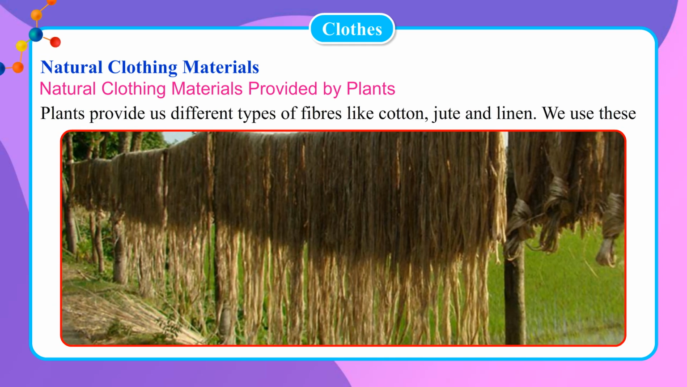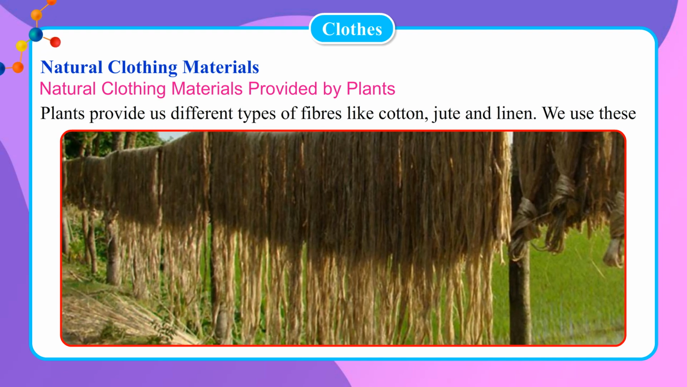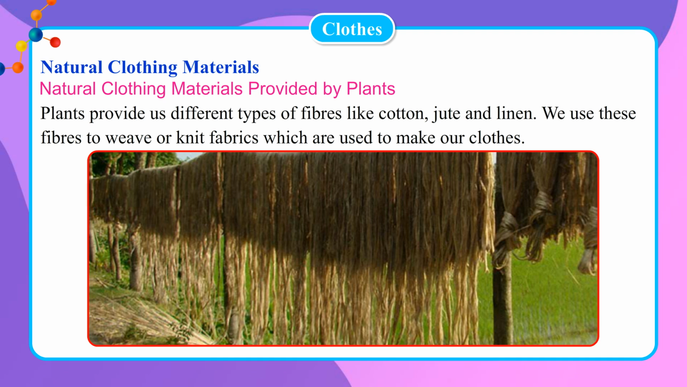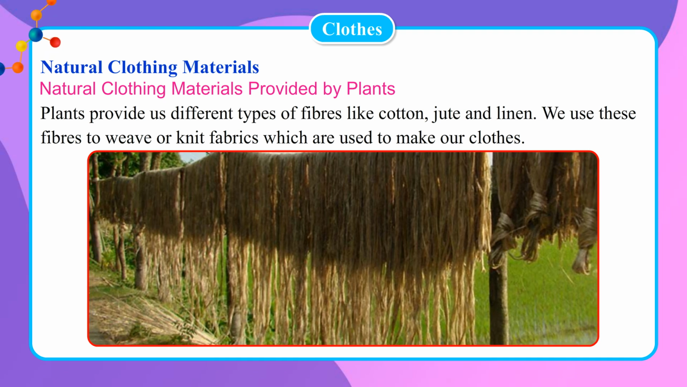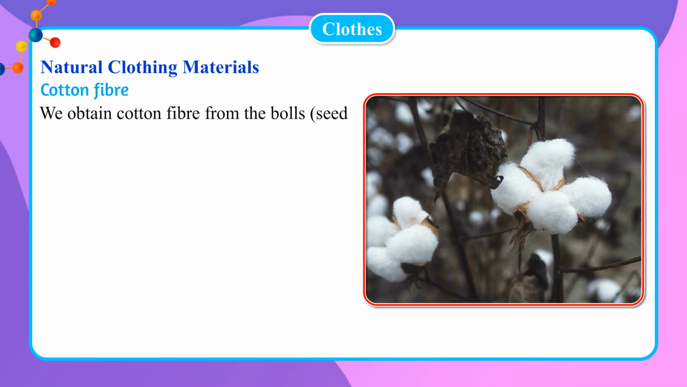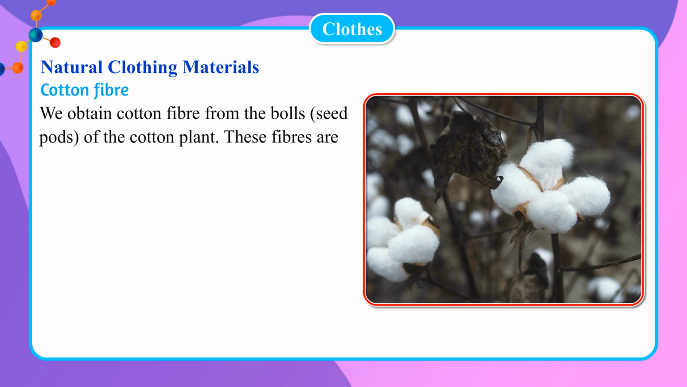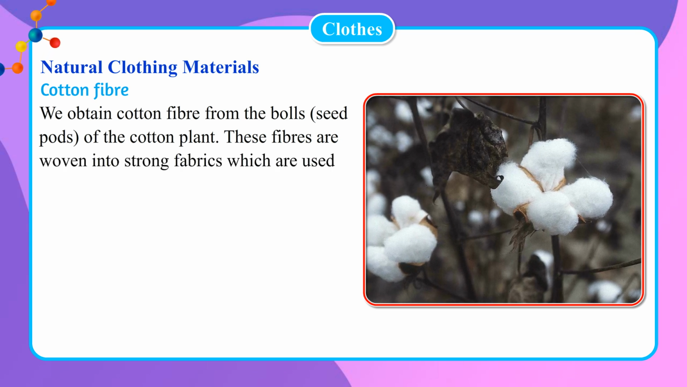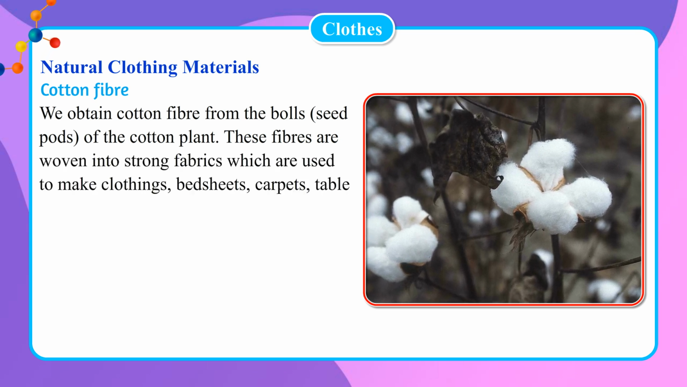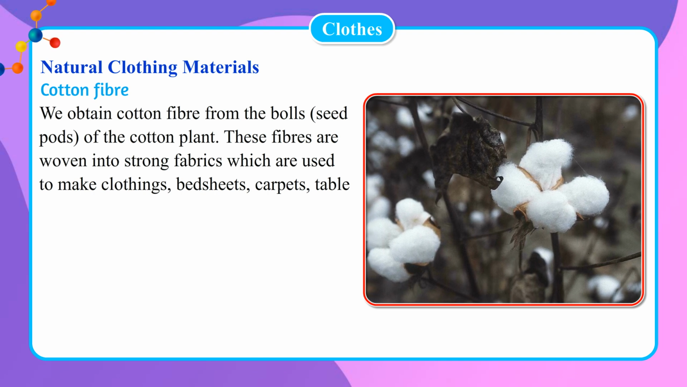Plants provide us different types of fibers like cotton, jute and linen. We use these fibers to weave or knit fabrics which are used to make our clothes. Cotton fiber. We obtain cotton fiber from the balls, seed pods, of the cotton plant. These fibers are woven into strong fabrics which are used to make clothings, bed sheets, carpets, tablecloths, towels, etc.